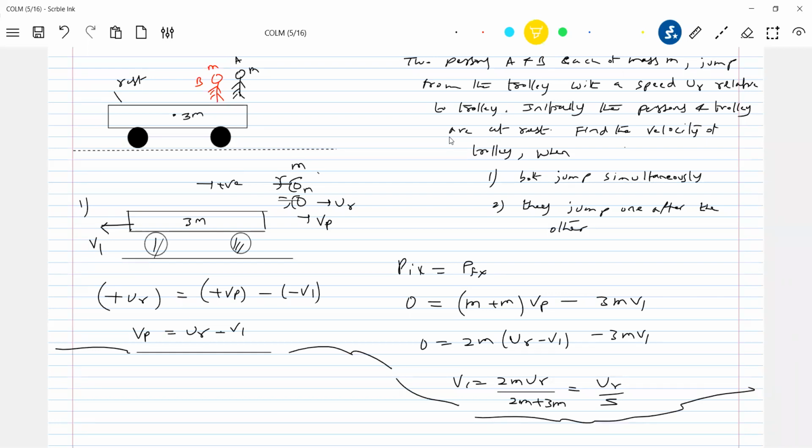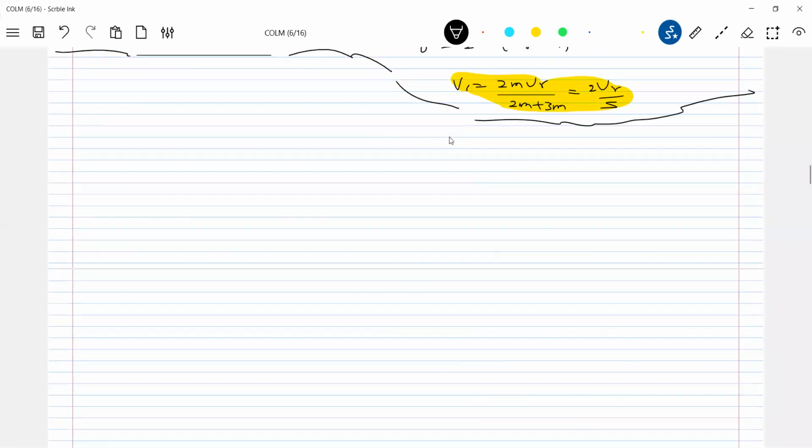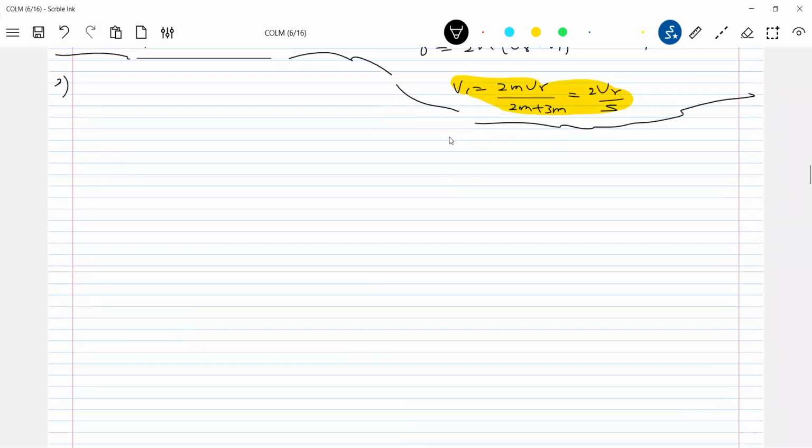We have to compare again now, 2 UR by 5. 2 is missing. A second case, they jump one after the other. I think you can directly write this V1, no? What is the mass of the system ejected? 2m, with what speed relative to the trolley? UR, divided by the total mass of the system. Directly you can write V1 equal to 2 UR by 5. In exams, you are supposed to do it like this. And let's take now they jump one after the other. It's a totally second situation.